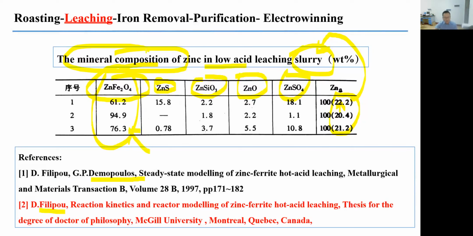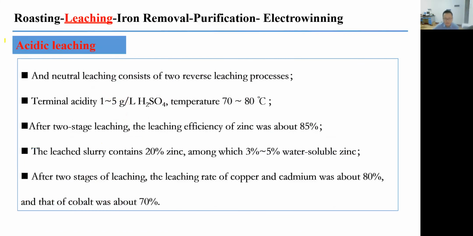So let's make a remark. If we want to recycle a higher amount of zinc oxide, we have to improve the leaching efficiency of zinc, or we should treat this low acid leaching slurry with another process. And within this leaching slurry, zinc ferrite is the most important target mineral. So a lot of engineers have developed another technology. The technology is called acidic leaching.